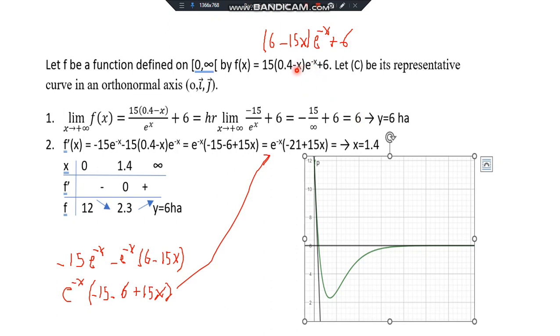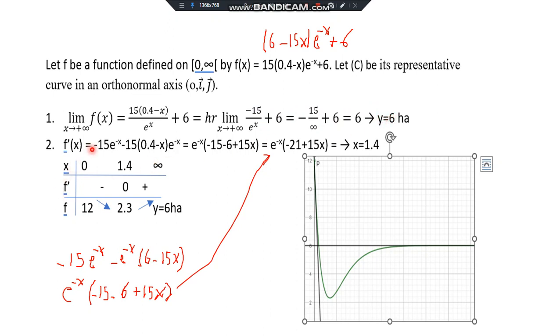But we need to do Hospital's rule because we have infinity times 0. So what we do, you will keep this up and you take this down. If you have a problem with the 15 times 0.4 minus x, you can multiply inside by 15. 15 times 0.4 is 6 minus 15x. So now you can work with this one, and instead you have 6 minus 15x over e^x. So derivative of 6 minus 15x is minus 15, e^x is e^x, and plus 6. A number over infinity, 0 plus 6 is 6, so y equal to 6 is a horizontal asymptote.